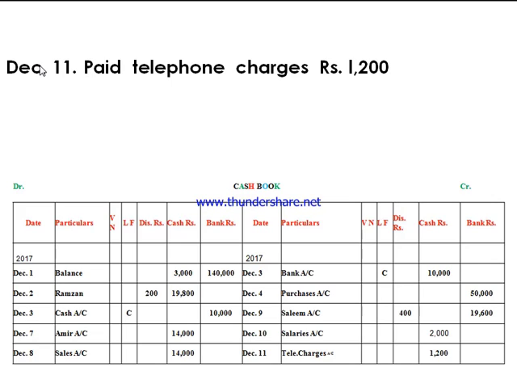Next transaction is exactly similar to our previous transaction. Paid again, a payment transaction. This time telephone charges. We paid the telephone charges. So on the payment side again, just write down the same criteria as we adopted in the previous transaction. Write down the date in the date column. Then particulars, telephone charges, and the amount is 1200 in the cash column. A simple transaction similar to the previous one.